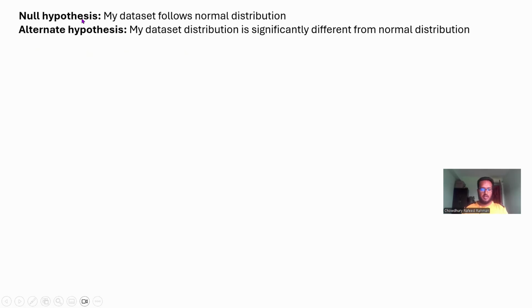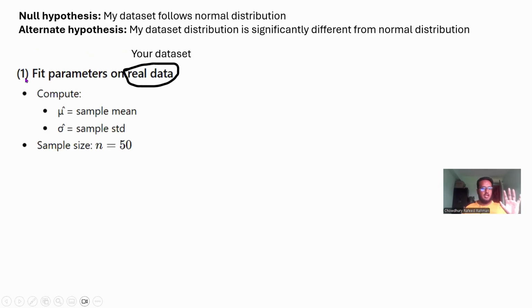So first of all, this is our null hypothesis: my dataset follows a normal distribution. And the alternate one is: my dataset distribution is significantly different from the normal distribution. So these are the two hypotheses. Okay. Step number one is you fit the parameters on your real data. So you have your dataset, you have all the data points, and you compute the mean and standard deviation from those. Suppose your dataset size is 50. That means in your dataset you have 50 samples, right? That is why n equals 50. Okay, that is very simple, nothing complicated.